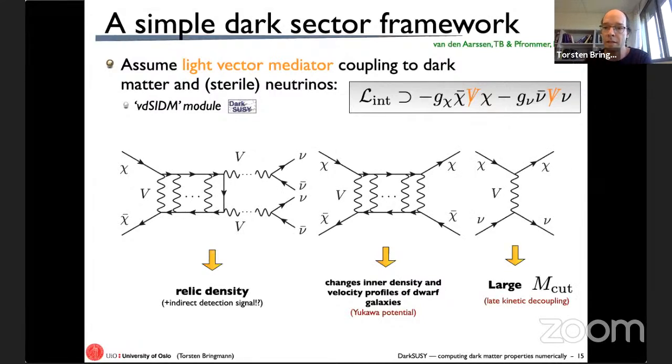And then finally, there are scattering processes like that. These are processes that keep the dark matter particles at early times in kinetic equilibrium, even after they left chemical equilibrium. And if that happens for very long, then this will wash out structures, cosmological structures at large scales even.